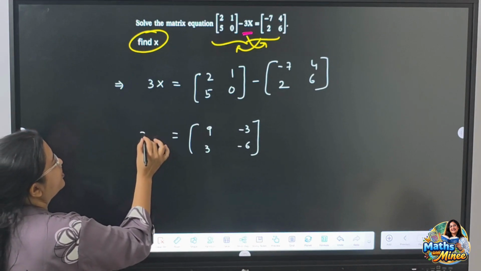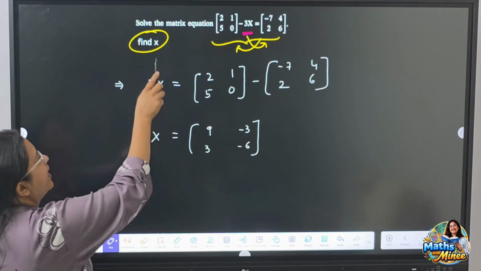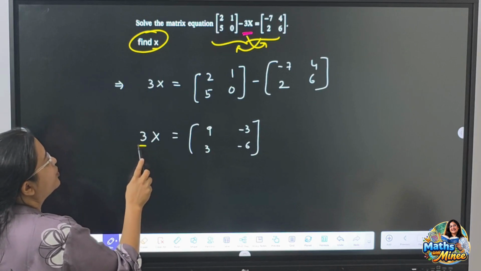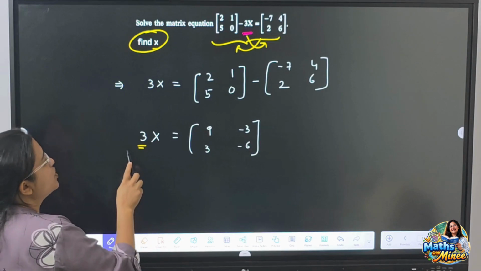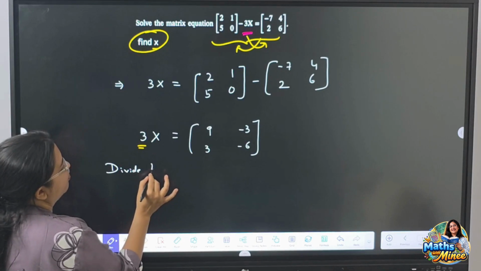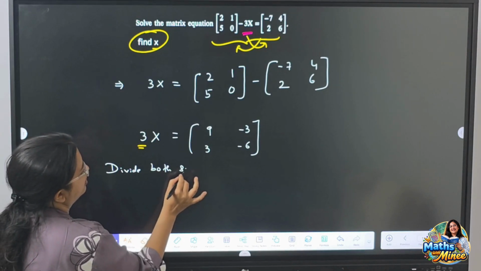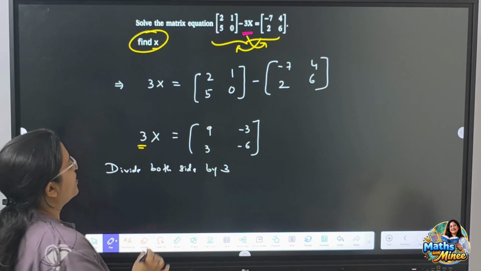Now this is our 3x. Now what is the question? You need to find out x. मतलब मुझे ये 3 नहीं चाहिए. And you know that if you don't want anything, what you can do? Here you can divide, like you can write divide both sides by 3. So can I write like this?